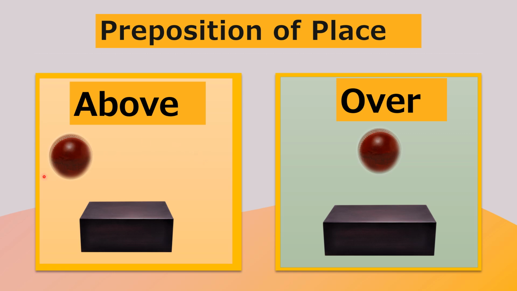If it is at this place, or at this place, or at this place, we will call it above. The ball is above the box. But if the ball is at the higher level of the box, but vertically upwards to the box, then we will call it over.